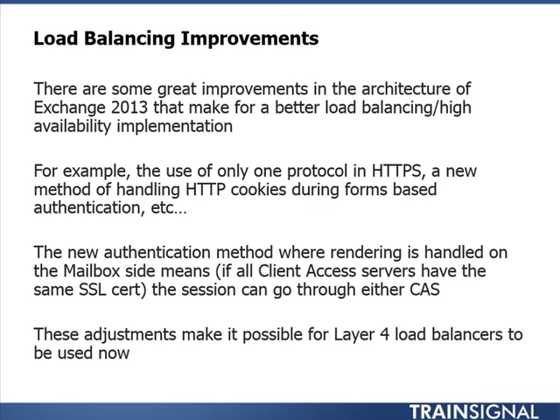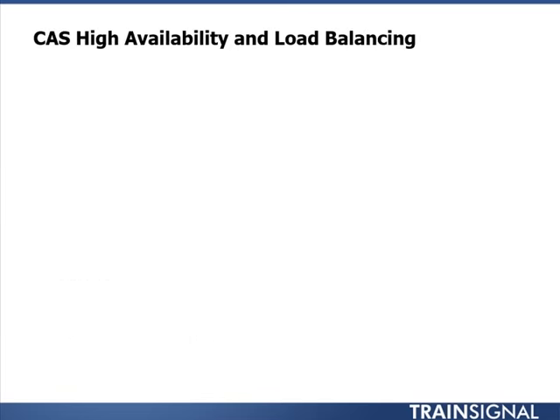Because of all of these different improvements, it's now possible to use Layer 4 load balancers in the mix. Now you can still use Layer 7, of course, and we'll see how there are benefits to using 7 over 4. But it's good to note that you can go with a cheaper hardware load balancer because of all of the changes in load balancing. So let's break it down a little bit in terms of CAS high availability and load balancing.